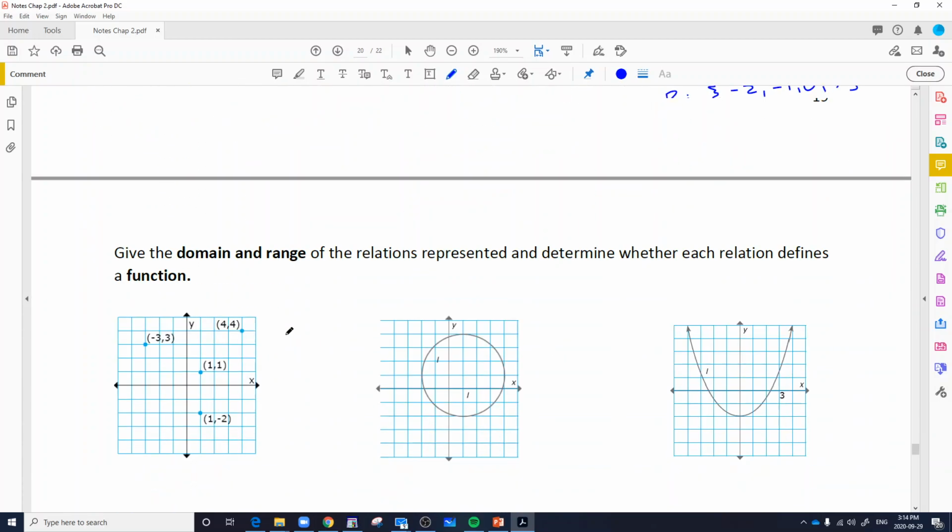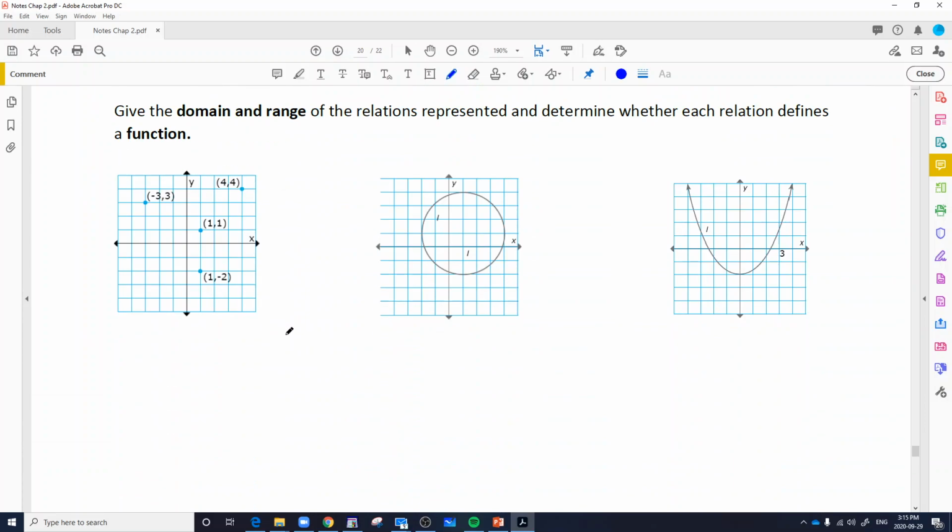Okay, so that's from a list of points. Well, what if we made them into graphs? Well, this first one is just a graph of points. So your domain would still be a list of discrete points. So you have an x value here at -3, you have an x value here at 1, and again at 1, and you have an x value here at 4. So your domain would be the set of x such that x is -3, 1, and 4.